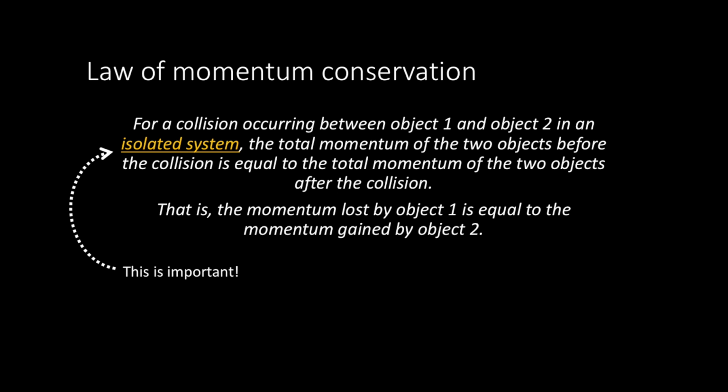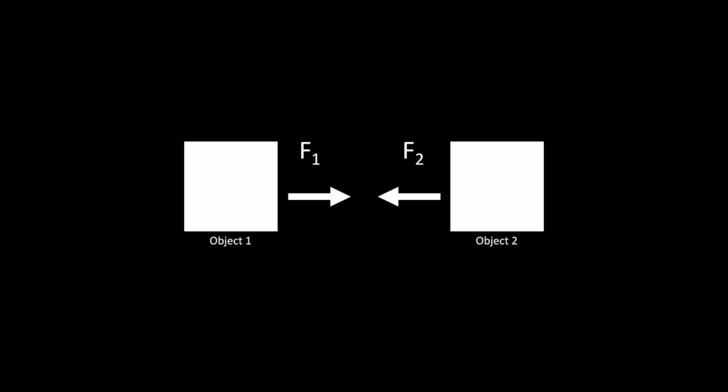The principle behind it is essentially Newton's third law. Let's consider a collision between two objects, object 1 and 2. When the two objects collide, the forces acting between the two objects have the same magnitude but opposite direction. Therefore, we can express this statement in the equation below: F1 equals negative F2. In addition, the forces act on the two objects for an amount of time.